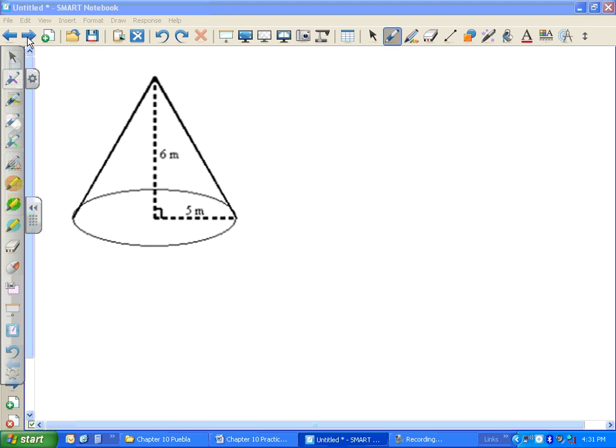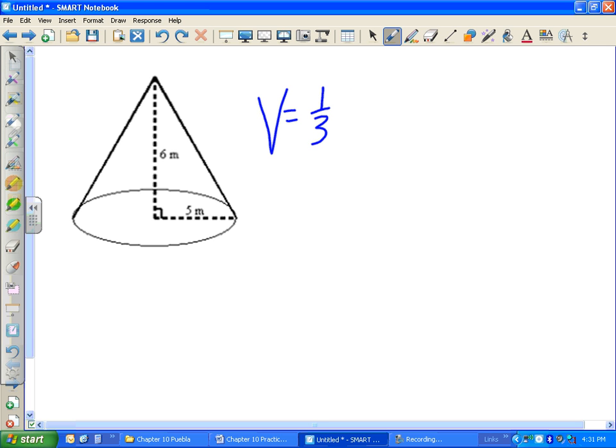The last one says, calculate the volume of the cone. This one's kind of easy, guys. Come on now. Volume is, do you remember the formula? I don't know if you know it by heart already. The cone is 1/3 times the base times the height. You don't know what the height is. Look, that's the one thing you have missing. What can you use there to find the height?